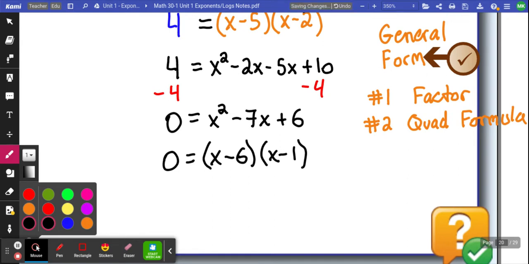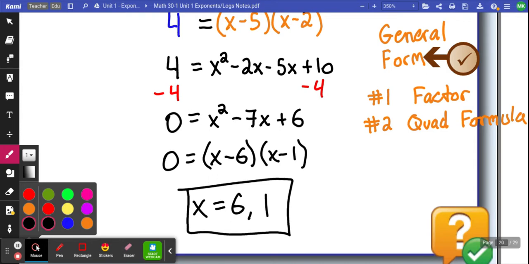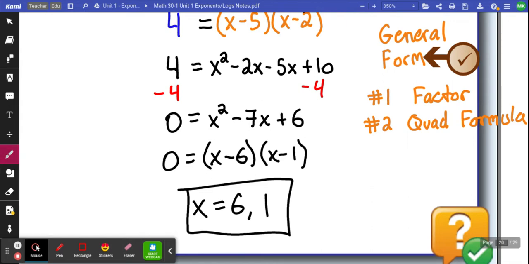So I factored that using diamond method. It's x minus 6, it's x minus 1. That means the solutions are 6 and 1. Right? Factored it, diamond method, figured out what the x values were that make it equal 0. Good?